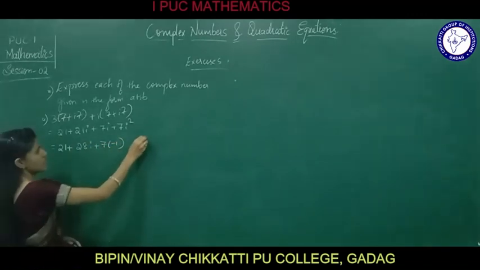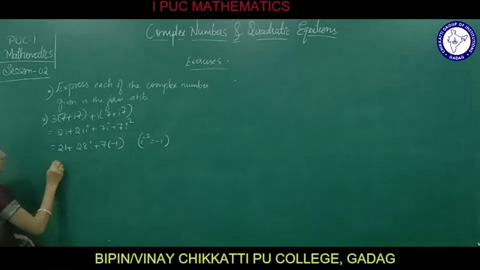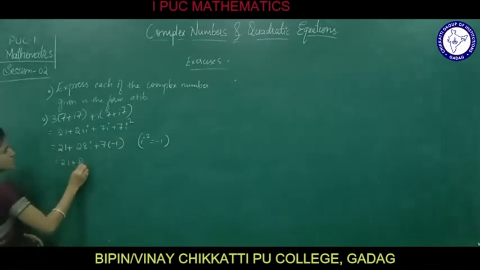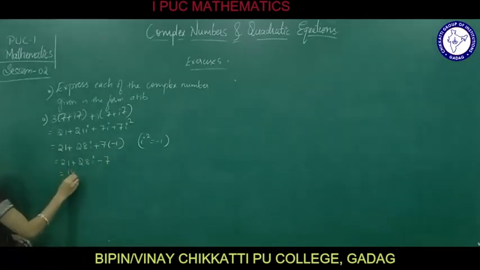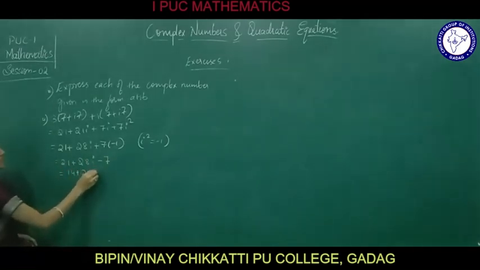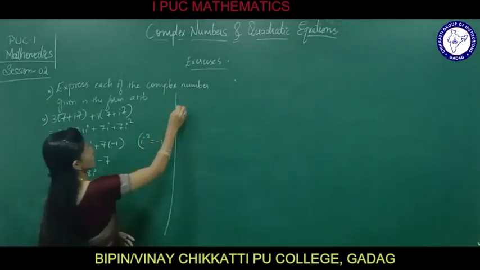Why is it minus 1? Because i square is equal to minus 1. It is going to be 21 plus 28i minus 7, nothing but 14 plus 28i. Next we shall consider the next problem, that is the fifth one.